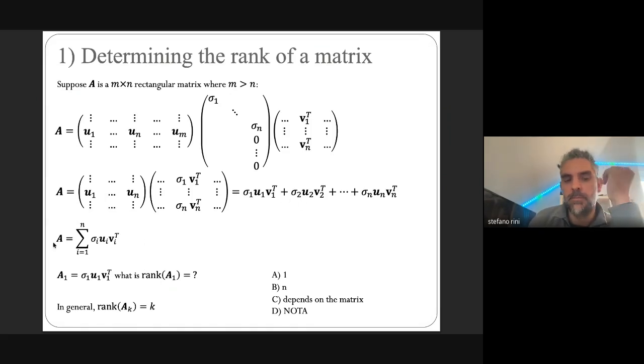So if you want to multiply two matrices, or let's say you want to multiply a matrix by a vector, you can use this formulation.